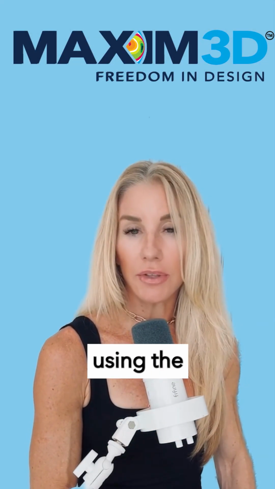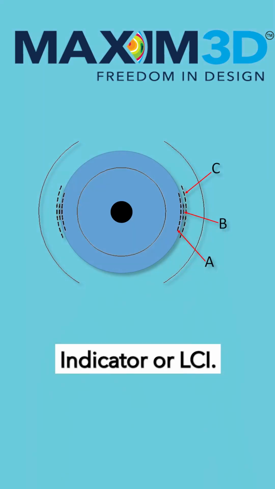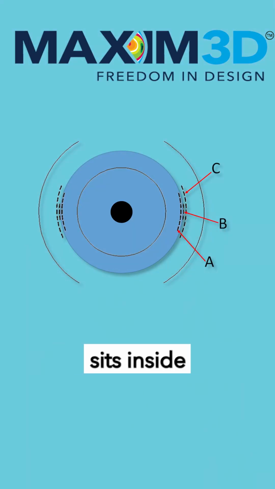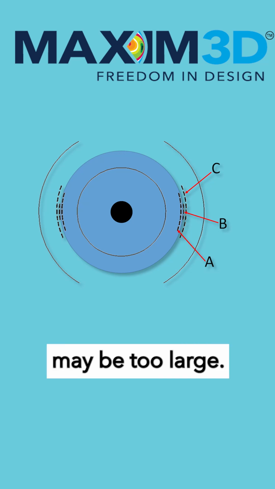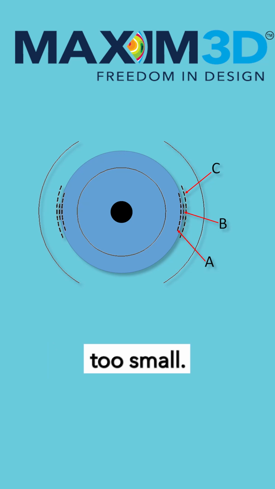We suggest using the limbal curve indicator, or LCI. If the limbus sits inside the first line, the lens may be too large. If it extends past the second or third line, the lens may be too small.